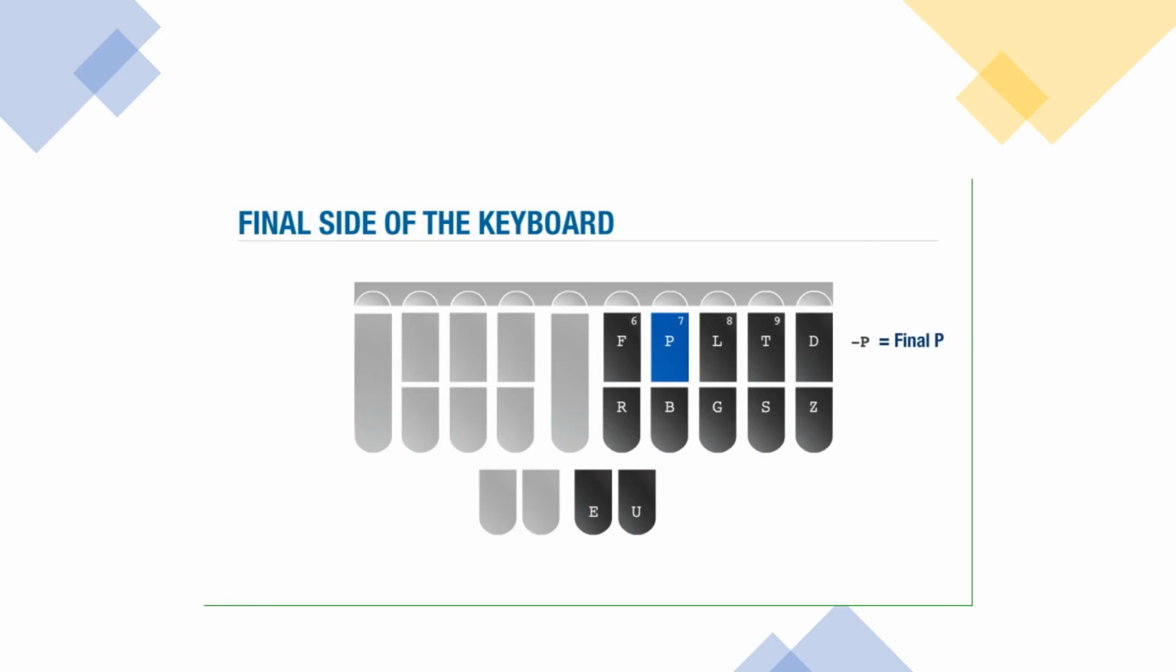Note that the last two letters on the final side of the keyboard are D and Z. In striking these keys, do not move the entire hand. Just reach over and strike them with the little finger.